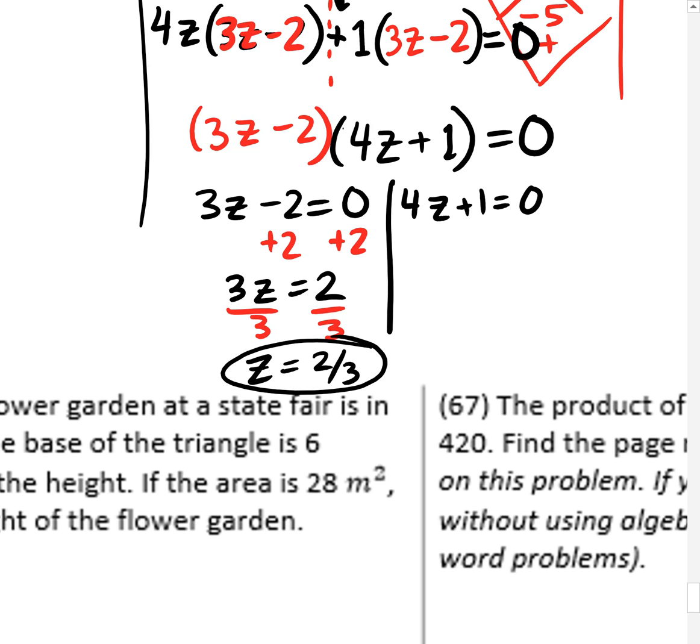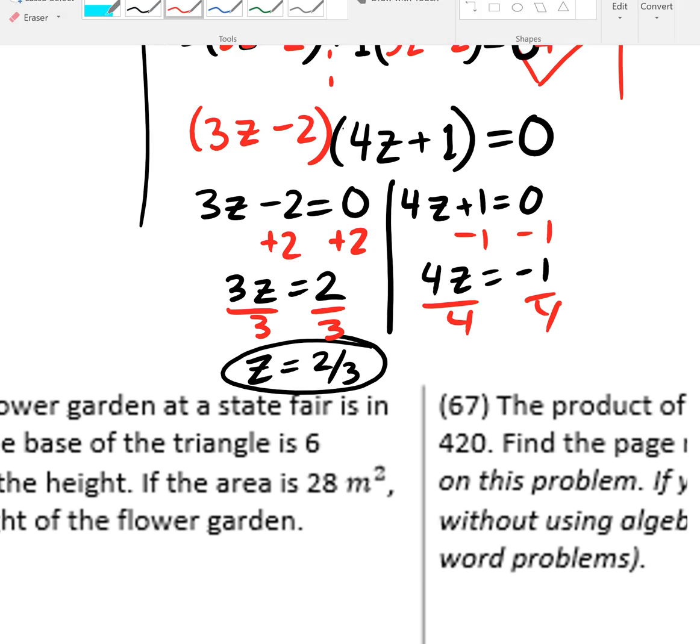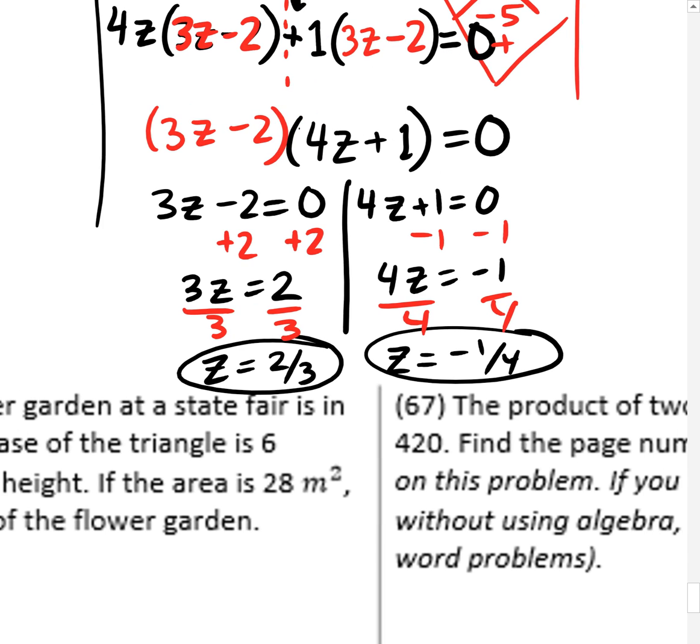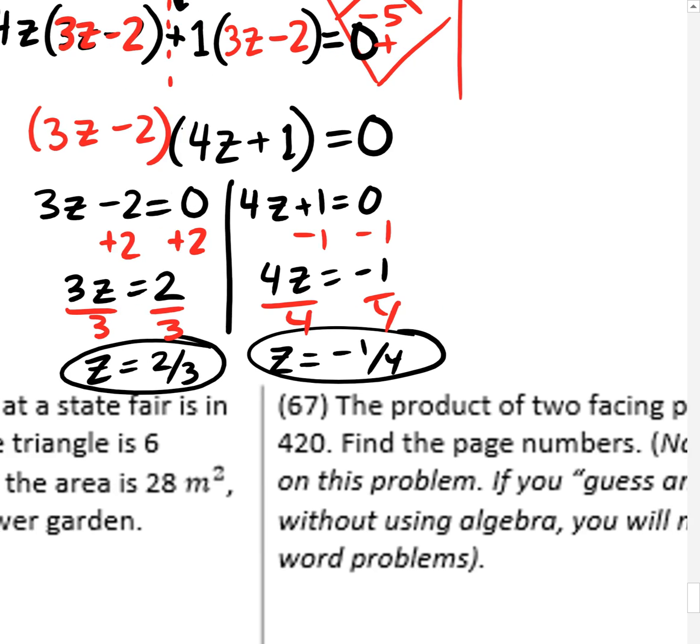Alright, there's one solution. The other guy, I'll have to solve by subtracting 1 first. And then 4z equals negative 1. And then the last step there would be to divide by the 4. There we go. And then z will be negative 1/4. Perfect. So our solutions are 2/3 and negative 1/4. Whew. Alright. Getting there.